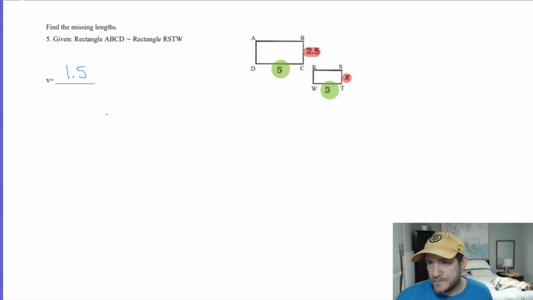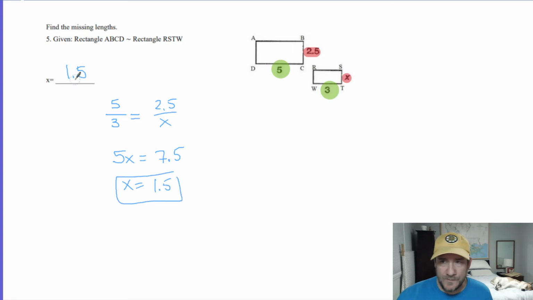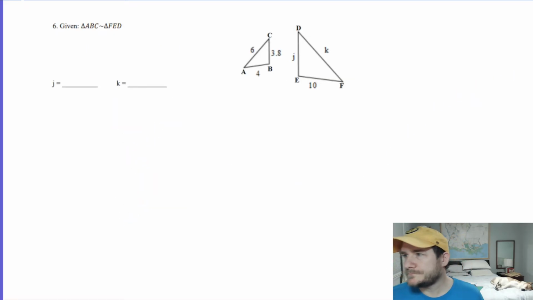So remember, you must set up the proportion. Show me that you're taking the 5 and the 3, you're turning them into a ratio, and you know that that ratio of 5 over 3 has to equal the ratio of 2.5 over x. Now you're solving by cross multiplication. So 5 times x is 5x. 3 times 2.5 is 7.5. Then you divide by 5 and you get 1.5. Alright, yeah, I agree. The answer is 1.5, but you have to show the work. So don't skimp out.